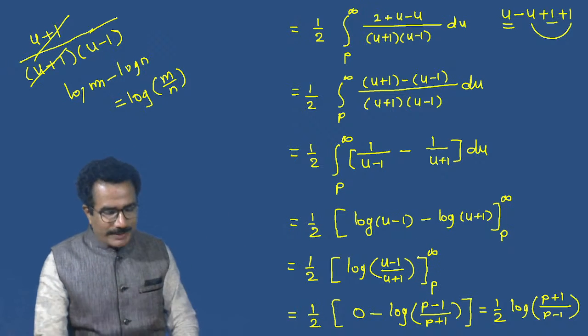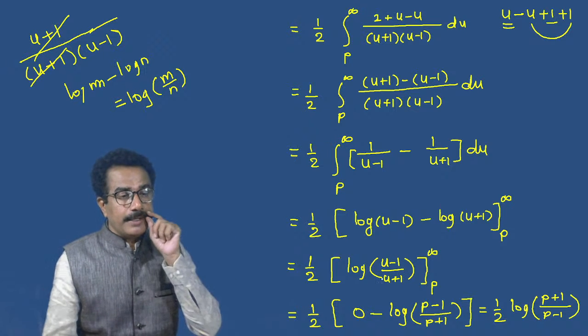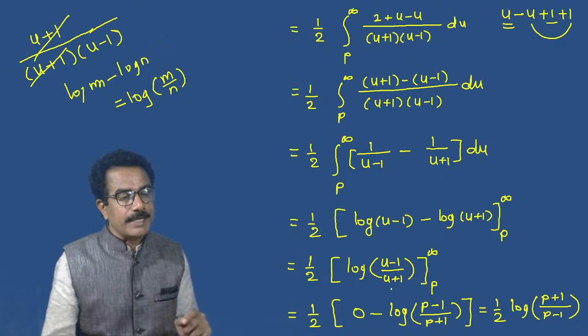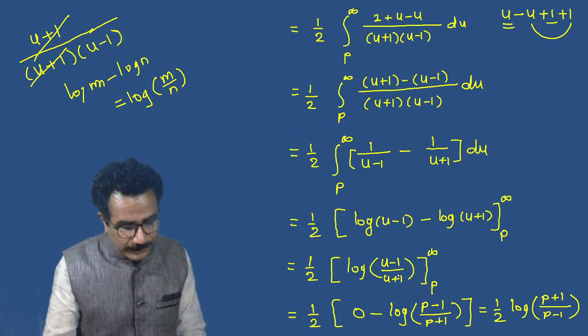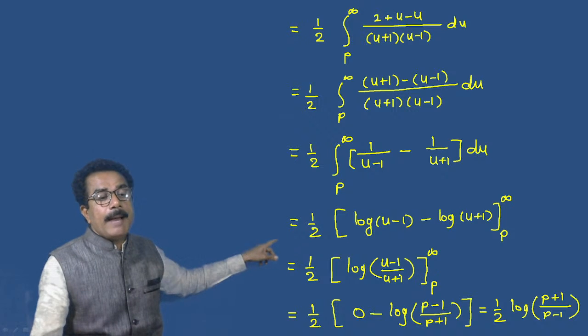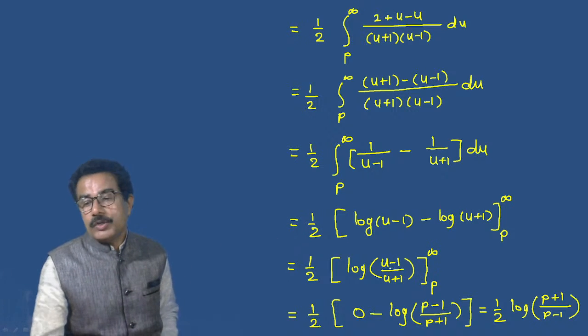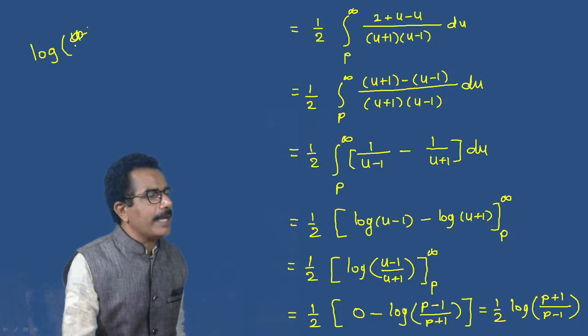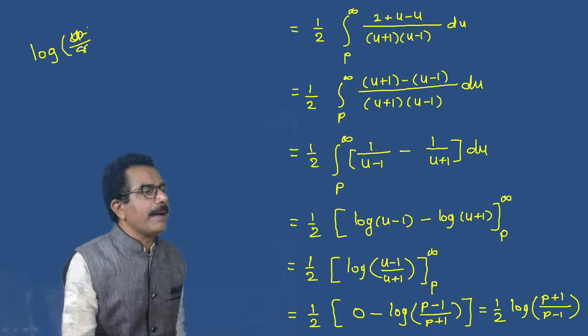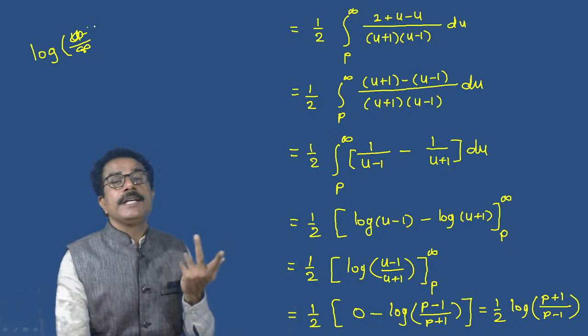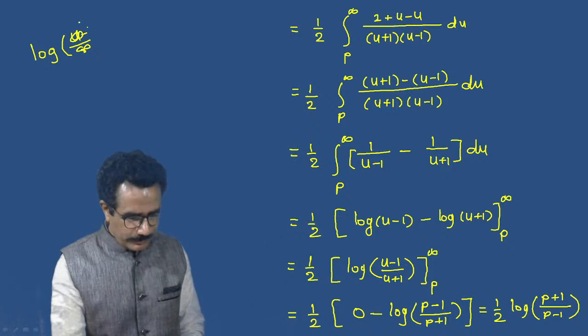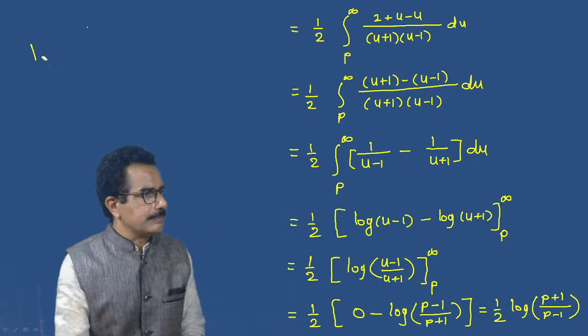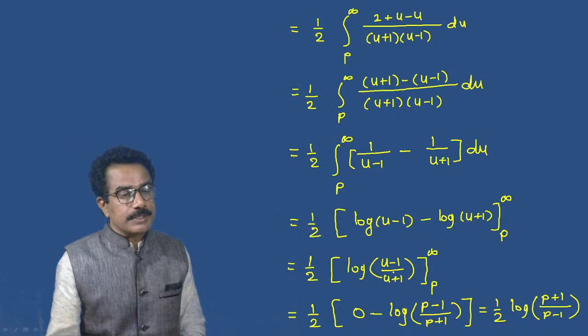Now our aim is to find out the upper limit of log of u minus 1 divided by u plus 1. If we keep the upper limit directly, then what will happen, student? Log of u minus 1 means infinity minus 1 divided by infinity plus 1, means infinity by infinity, and you know that infinity by infinity is a meaningless term. So you don't use this. Now how can we use this? Our aim is to find out the upper limit.